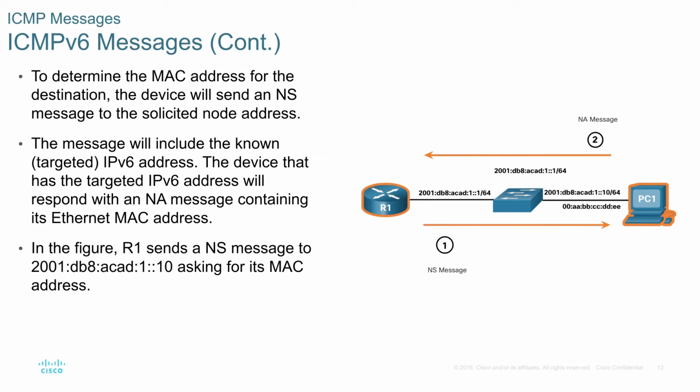In this figure, R1 sends a neighbor solicitation message to 2001:DB8:ACAD:1::10 asking for its MAC address. So we will send a neighbor solicitation message, which is listed as 1, and the PC will respond with a neighbor advertisement message. These two replace the ARP request in IPv4.